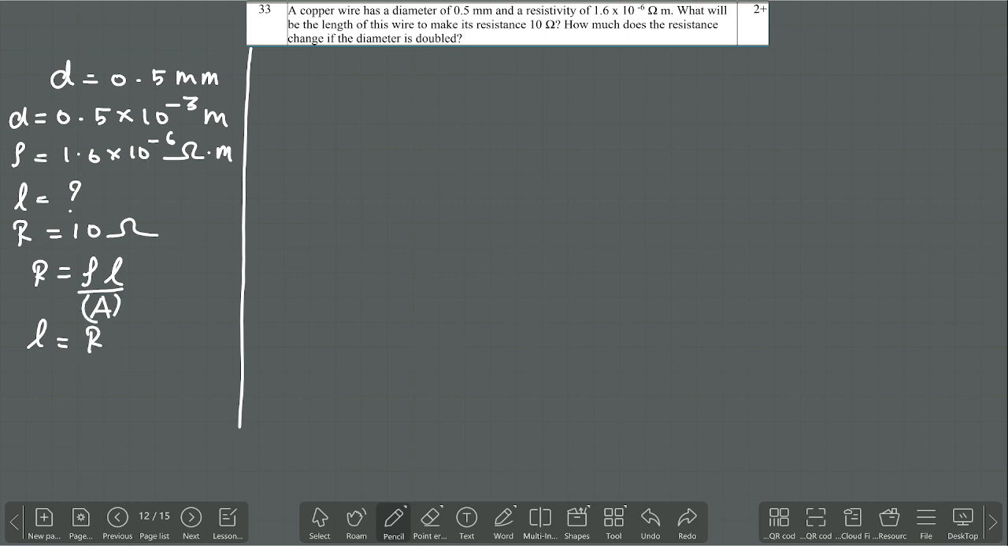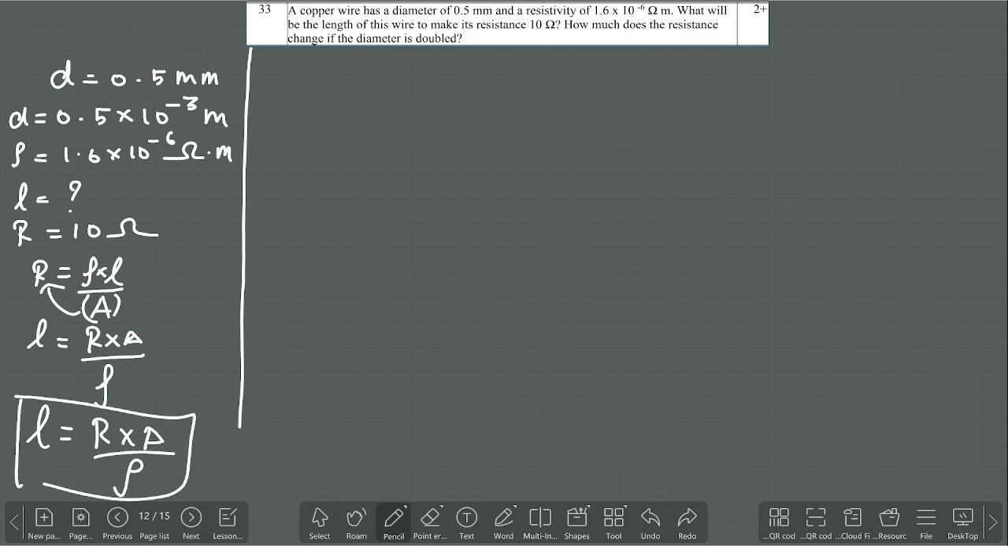Here A is in division. While coming to the other side, it will become multiplication, R into A. Here L is in multiplication, and rho is in multiplication. Coming to the other side, it will become division. So the formula you are going to use over here is L is equal to R into A by rho. But in the question they didn't give area directly.